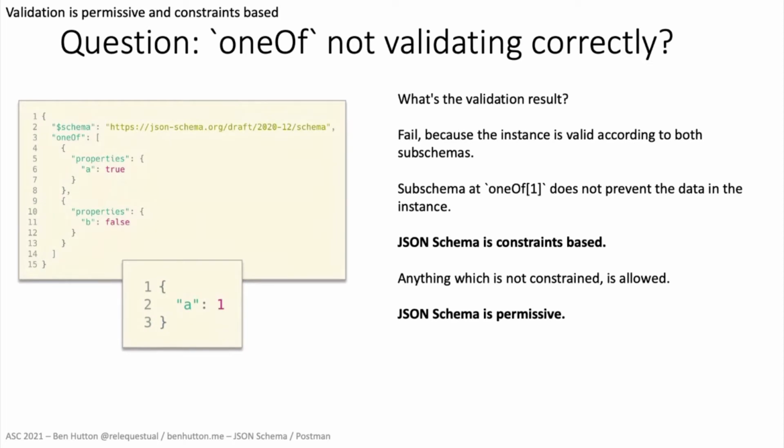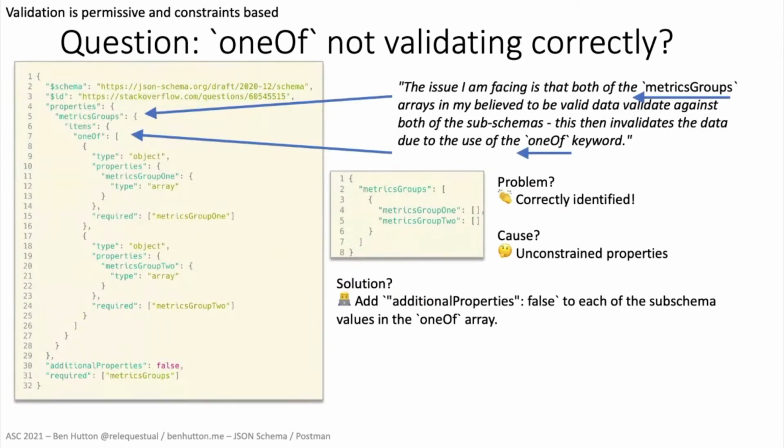Let's look at a more involved example. The items of the metric groups array should be an object that has either a property named metrics group 1 or metrics group 2. The poster correctly identified the issue. Both of the metrics groups arrays seem to be valid against both of the subschemas. The poster has a clear understanding of how subschemas work, and the resulting assertions are combined using oneOf. What they have missed is the schemas must be mutually exclusive in terms of what they allow. With our looking at constraints hat on, you might notice that the properties of each subschema are unconstrained. Preventing additional properties to those defined in the properties keyword should be all that's needed to fix these subschemas, making them mutually exclusive.